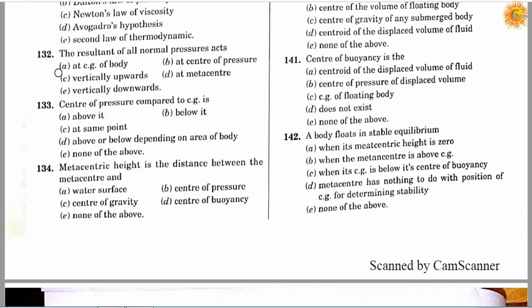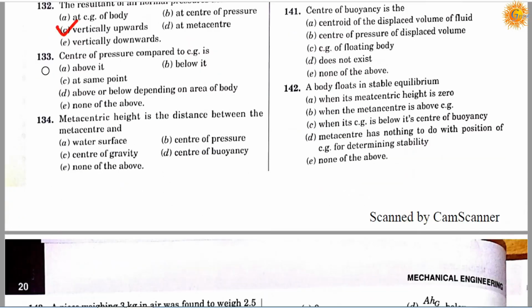Question number 132. The resultant of all normal pressures acts: option A, at the center of gravity of the body; option B, at the center of pressure; option C, vertically upwards; option D, at the metacenter; and option E, vertically downwards. So the correct answer is C, it will be vertically upwards.